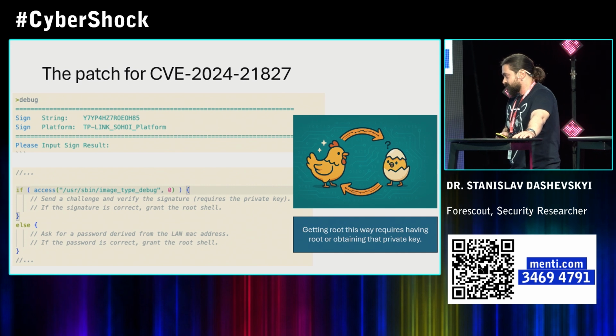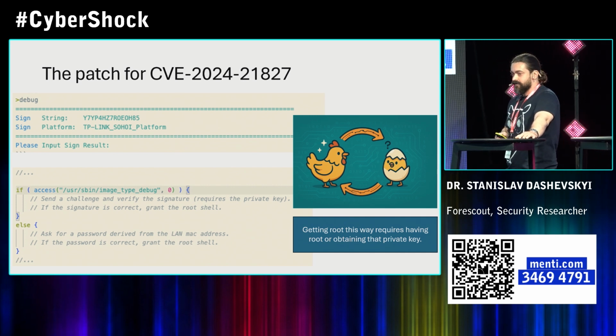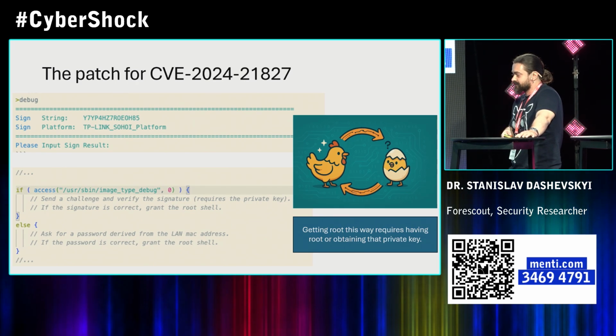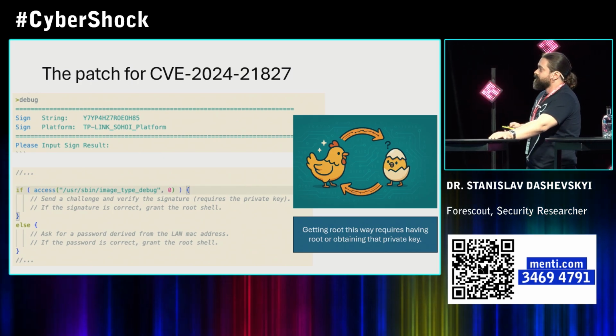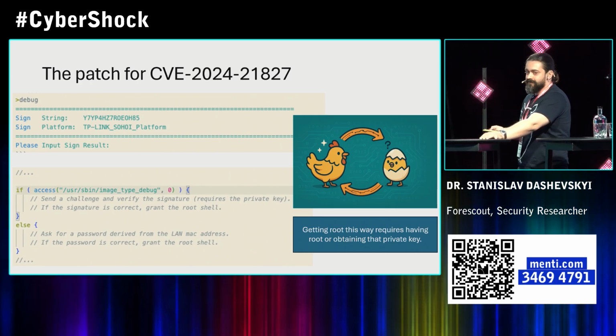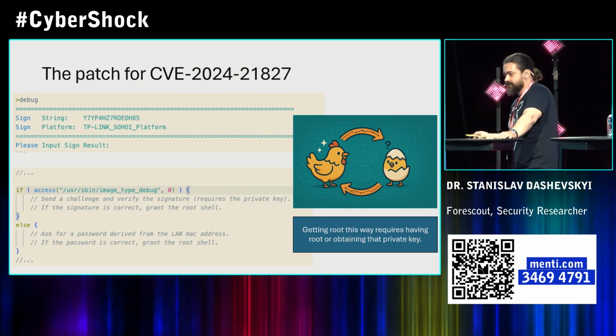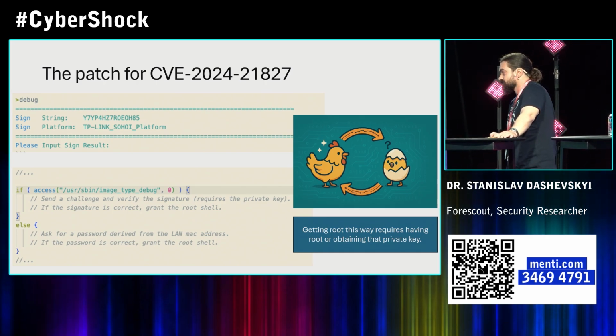If you have a certain file called image type debug present on the file system, the old way still works. So you can still log in using that password derived from just the MAC address and the username. Now, why they did that, I don't know, probably because they needed this for some kind of testing, but the problem was we could not use this path anymore for rooting the device because we didn't have the private key, and this file doesn't exist on the stock file system. So that was a problem.